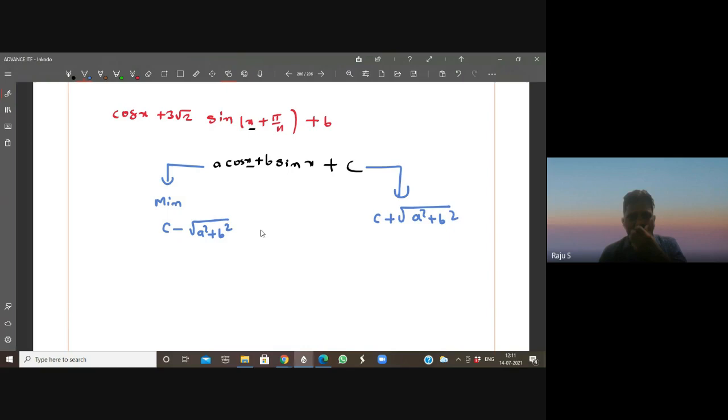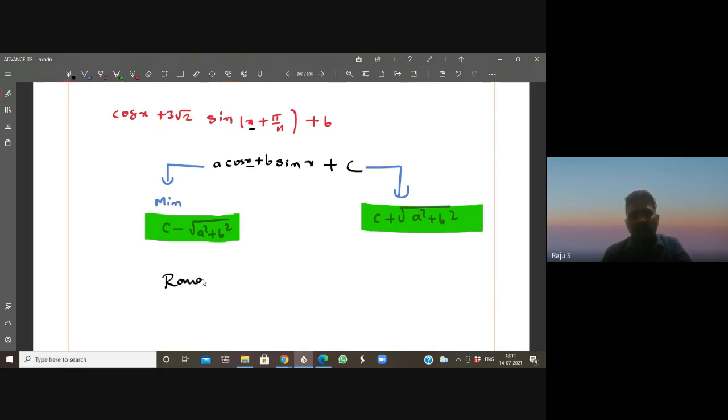This is the minimum and this is the maximum. Including both, it is called the range. In some questions, they ask for the range of the given function. Let us consider this as f of x. Range means we have to find the minimum value and maximum value. So your range will be the bracket c minus root over a square plus b square, c plus root over a square plus b square.